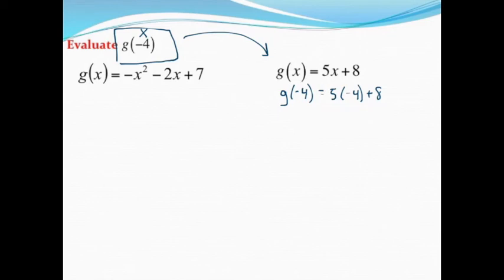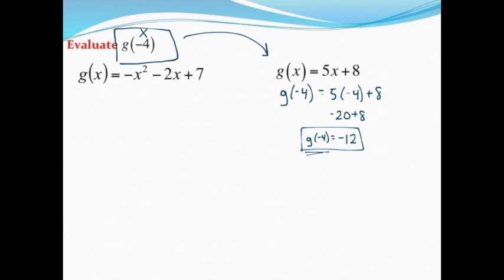Just following order of operations would lead me to -20 plus 8. I add those together and get -12. -12 is the answer, although I'd prefer if you could write the whole thing out. So I'm going to say g of -4 equals -12, and really that's it. Some people try to divide both sides by -4 because they think it's multiplication, but remember, this is just a notation.